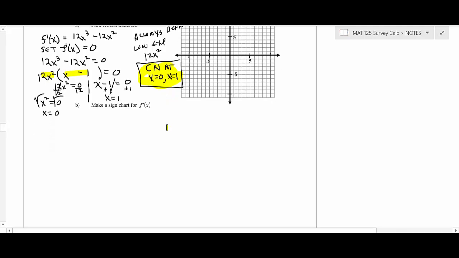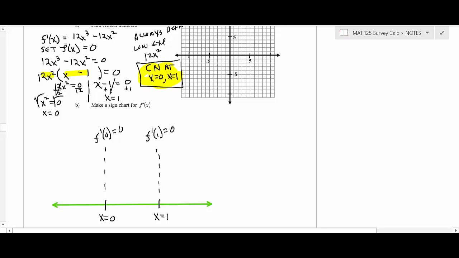Let's go down. Let's make a sign chart now. When you do your sign chart, what you essentially always want to do is draw a number line. I'm getting all fancy here with that perfectly straight number line. So I've got x equals 0, x equals 1. Just divide your sign chart up into these regions. It's a good idea to write down that f prime of 0 is 0. That's a place where the derivative is 0. And this is another place where the derivative is 0.